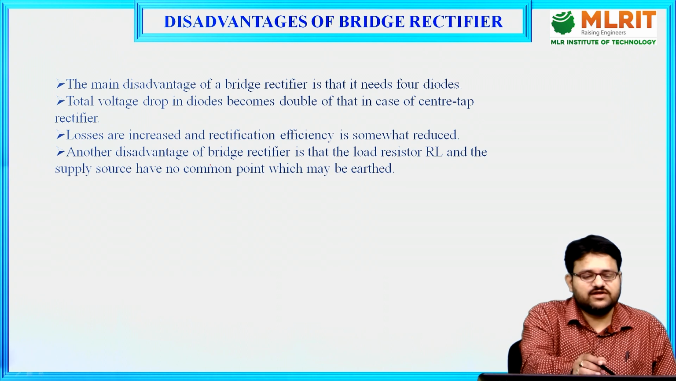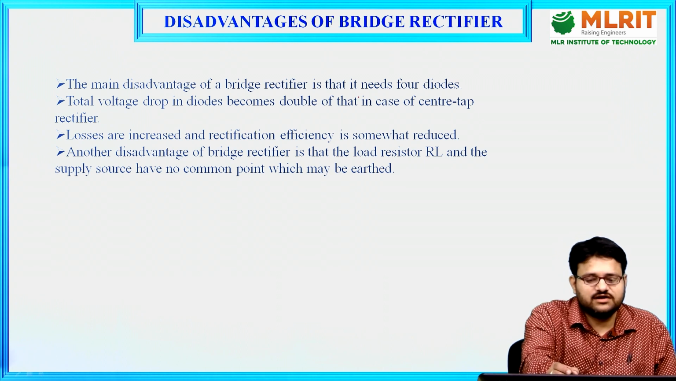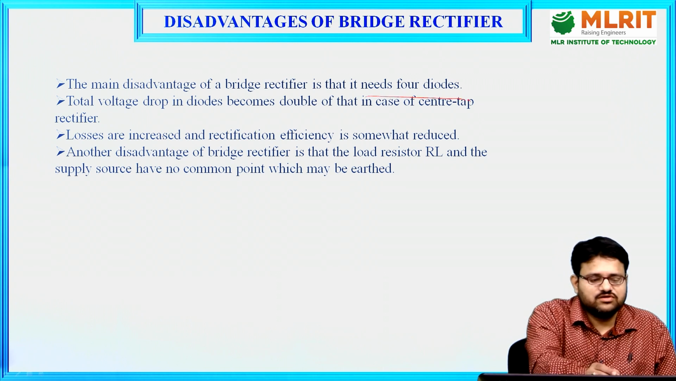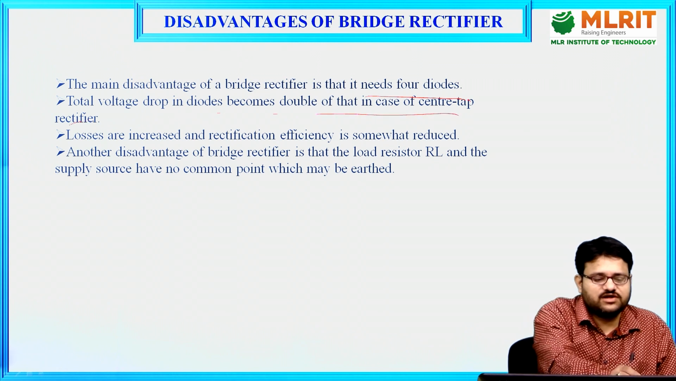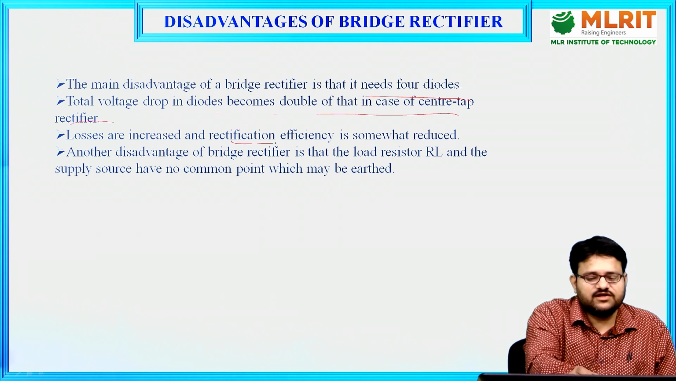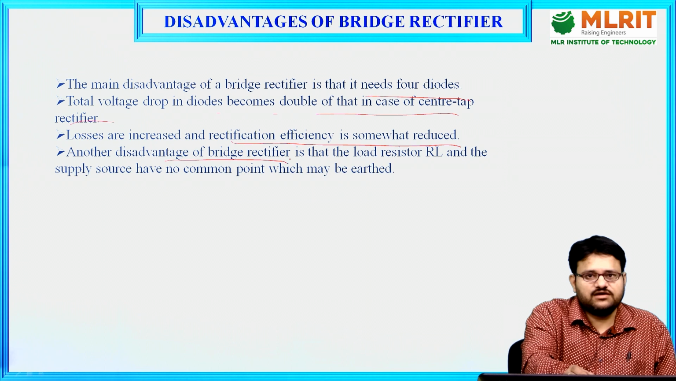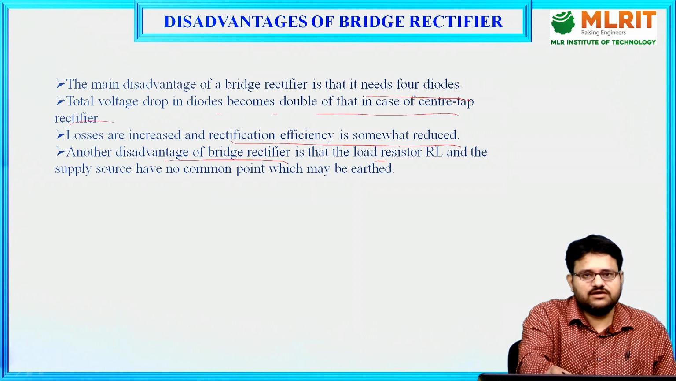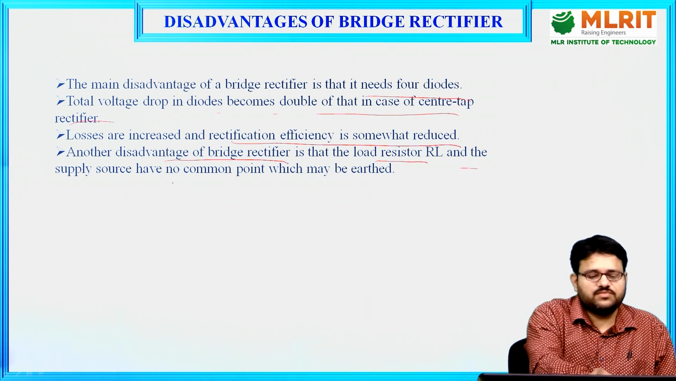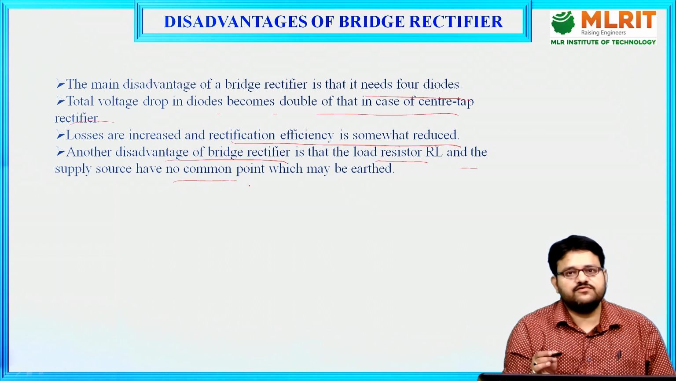Disadvantages of bridge rectifier. The main disadvantage is that it needs 4 diodes. The total voltage drop in the diodes becomes double that of a center tap rectifier, so losses are increased and rectification efficiency is somewhat reduced. Another disadvantage is that the load resistor RL and the supply source have no common point which may be earthed.